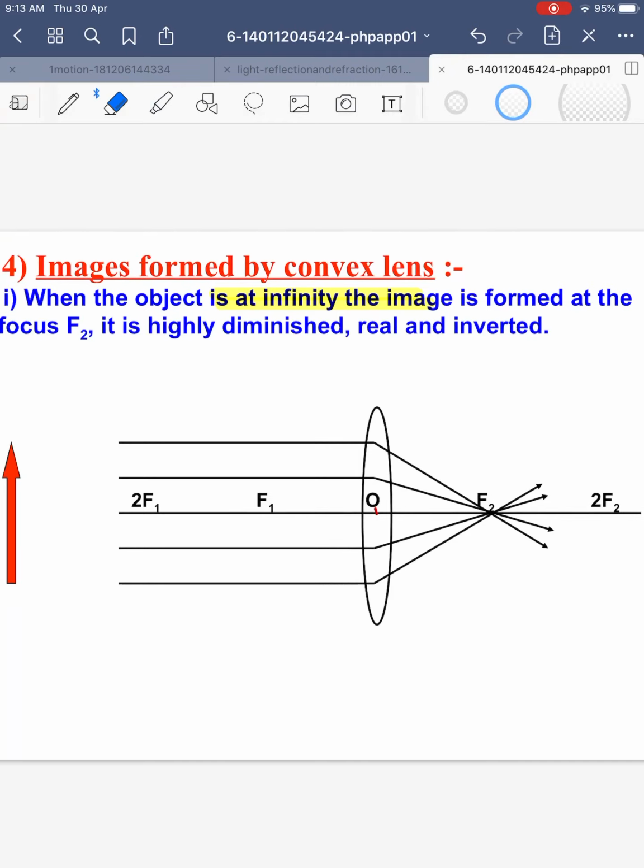Here we have taken an object at infinity. Since the object is at infinity, we will take rays parallel to the principal axis. So here I have taken a convex lens. Optical center is denoted by O here. In the notes I had written C. It's better to write O in place of C as per your book.